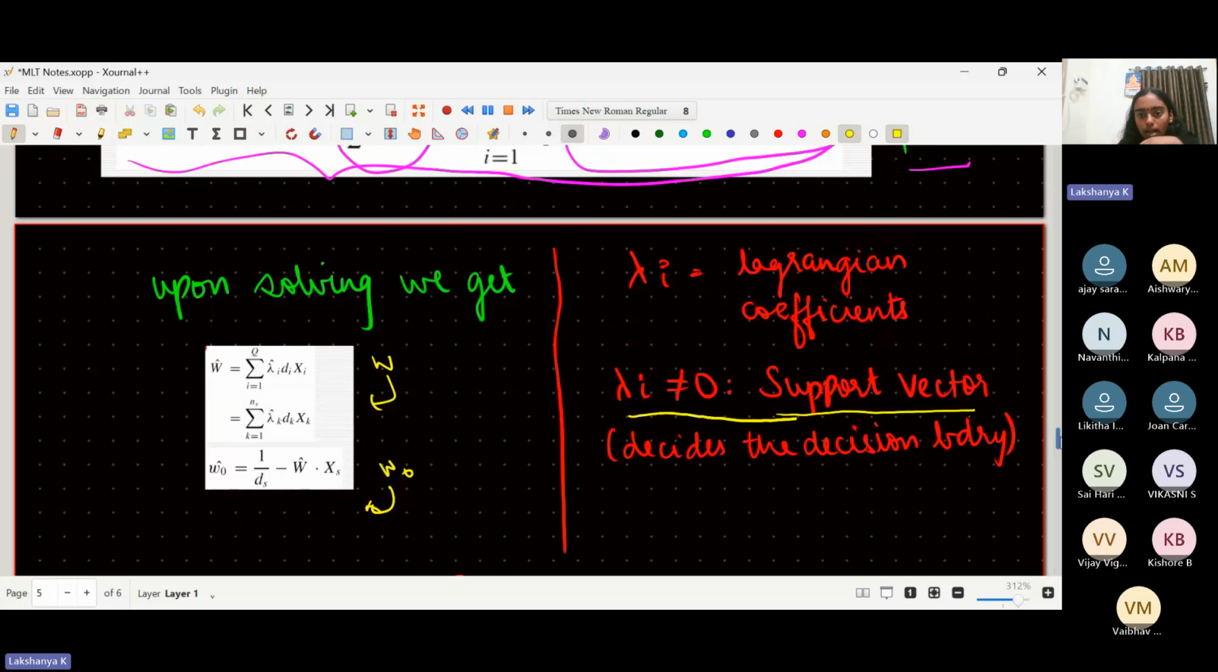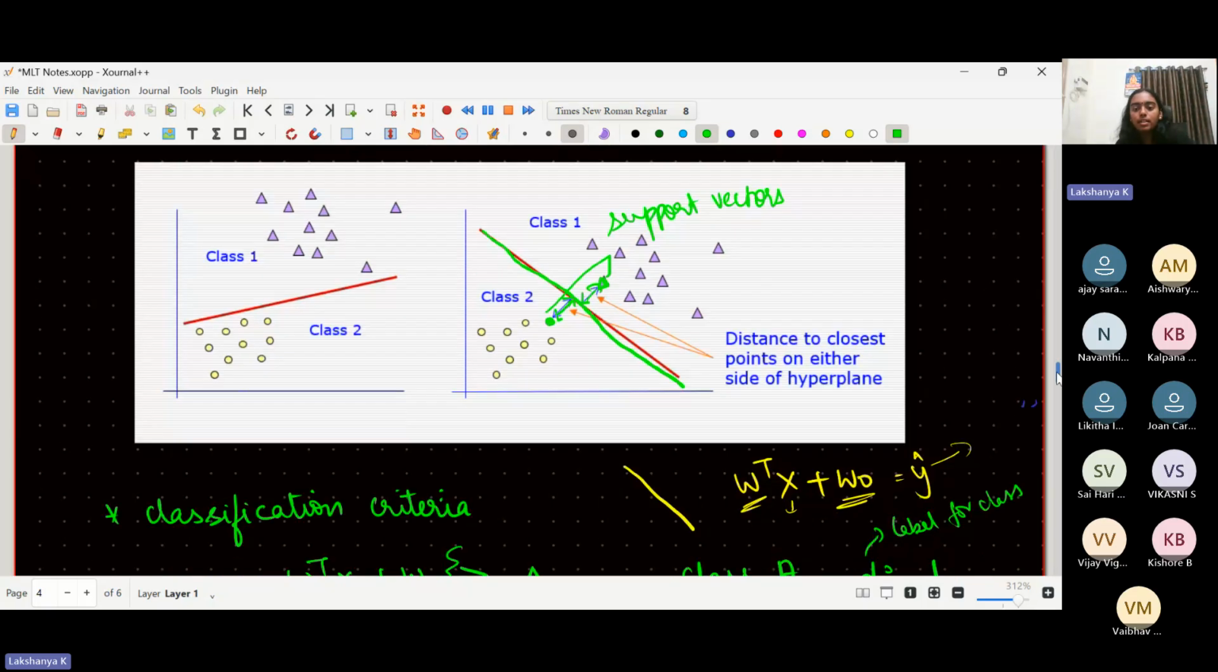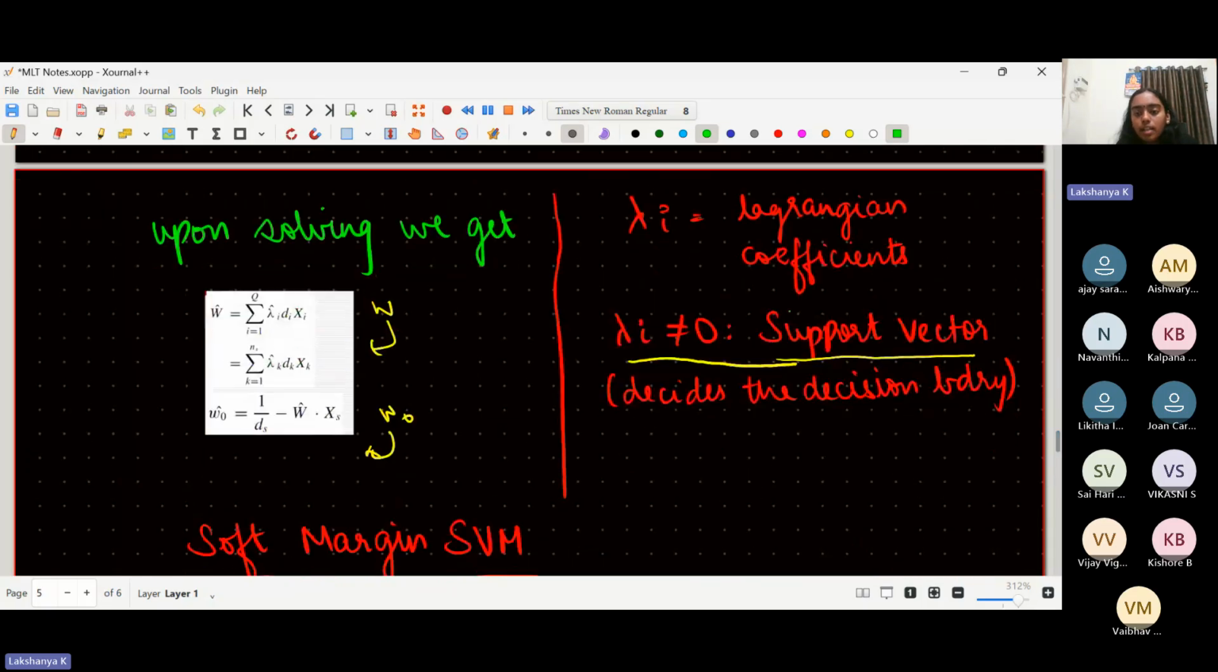I'll go back to that graph I drew. We decided that the line on the right side picture was the best line, right? To decide that best line, we considered this point and this point. We maximized the margin and we said this is the best line. So these points are the support vectors for this case. Support vectors are basically those points which help you to identify the decision boundary. For these points, your Lagrangian coefficient will be non-zero. For all other points, it will be 0.